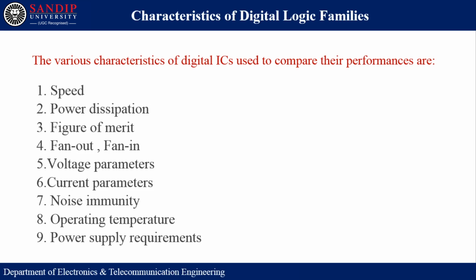The various characteristics of digital ICs used to compare their performances are listed below. First one is speed, second one is power dissipation, third one is figure of merit, fourth one is power out, power in, fifth one is voltage parameter, sixth is current parameter, seventh noise immunity, eighth operating temperature, and ninth power supply requirements. So these are the nine parameters, we can say characteristics, on which the performance of any digital IC is judged. So let's see one by one.